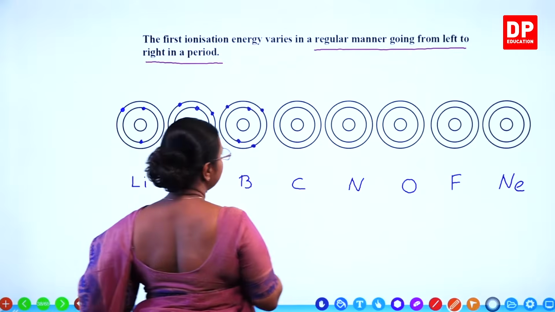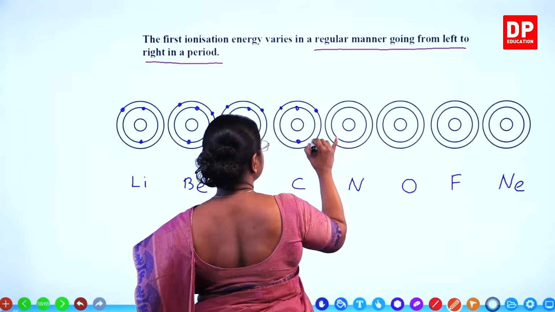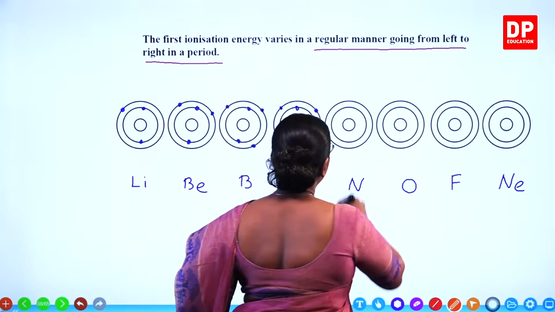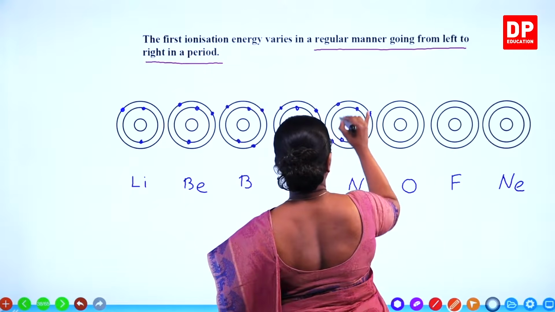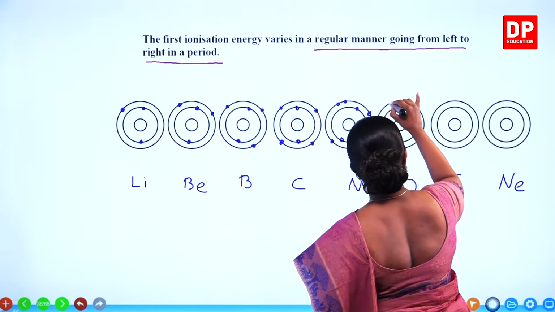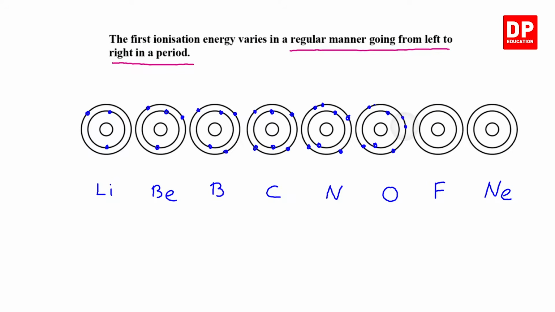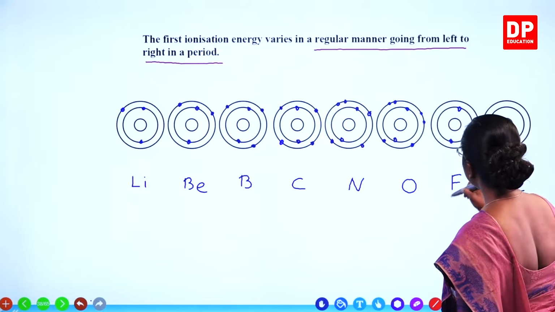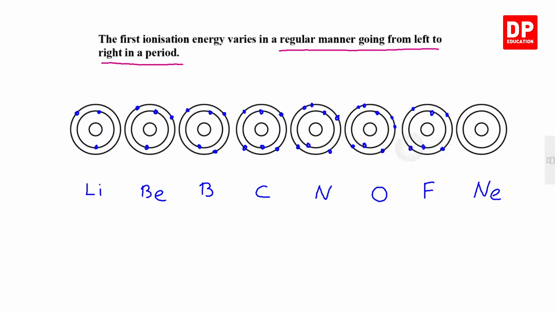So 3 valence electrons. Carbon has 4 valence electrons because it belongs to group 4. Nitrogen again has 5 valence electrons, 5 electrons in the last shell. Oxygen has 6 electrons in its valence shell. Fluorine, because the atomic number is 9, has 7 electrons in the valence shell.